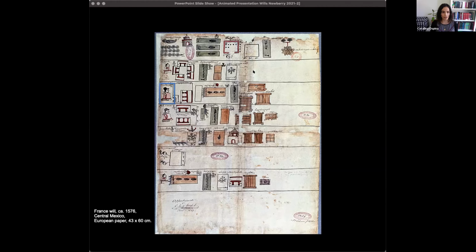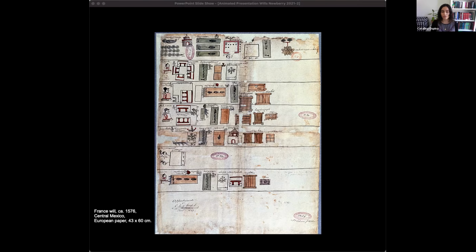Then come houses and land, and finally movable property. So these sections really follow the same order in which property was enumerated in Spanish wills. So the document not only conforms to this way of organizing information, but it also conforms to the reading order of a Spanish document, right? From left to right and top to bottom, which is really not necessarily the norm in pictographic documents.